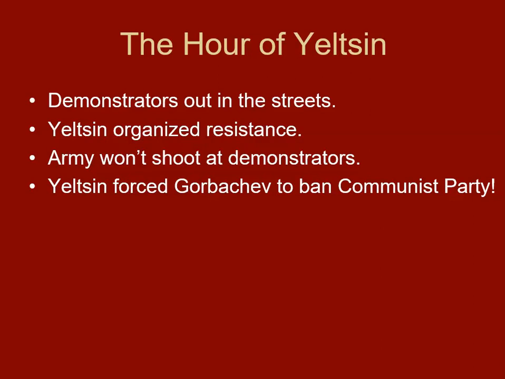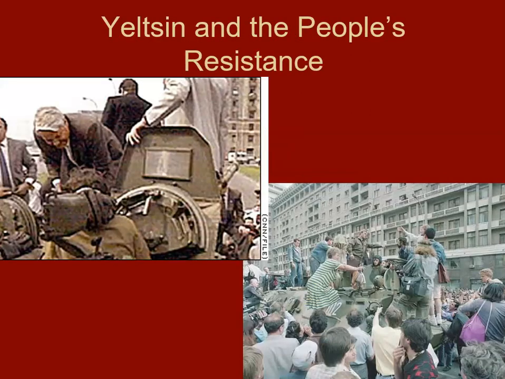You're our guy. And so the army will not shoot at the demonstrators. The army is on the side of the people. And the coup collapses pretty quickly. Yeltsin then forces Gorbachev to ban the Communist Party. He says, look, the Communist Party was where these generals were coming from and wanted to return to a monopoly of communist control. You've got to get rid of the Communist Party. Gorbachev does that. And then there's just nothing left of the Soviet Union, if you think about it. Leninism, Marxism as an economic policy, a one-party state has been done away with.